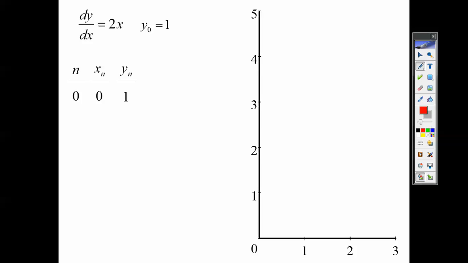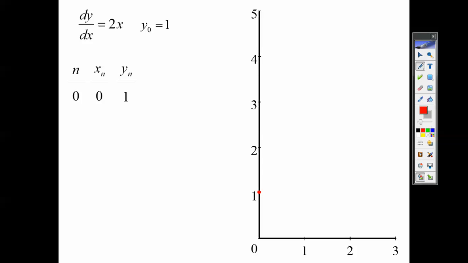So again, just forget that far left-hand column. That's number of subdivisions, I guess you might say, number of attempts. So we're going to do 4 steps here, right? We're going to do 4 steps. Okay? So, plot that point (0, 1). Okay, that's our starting point. So that's the one point on y that we know.